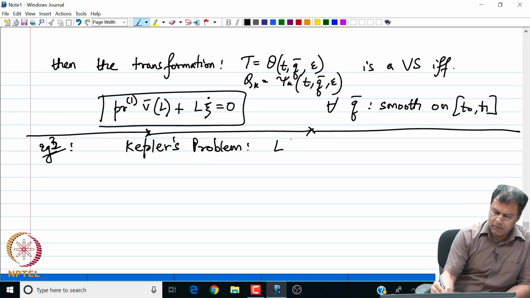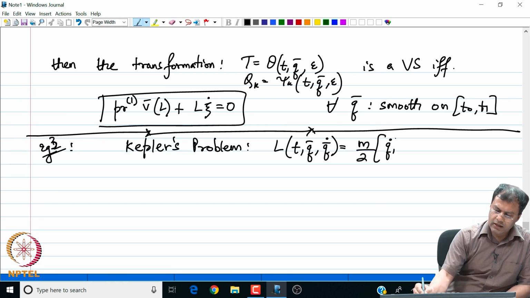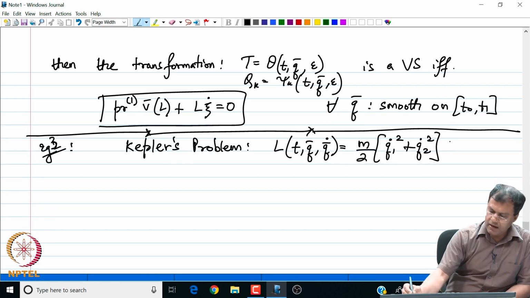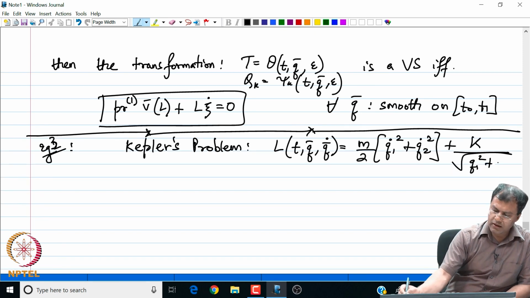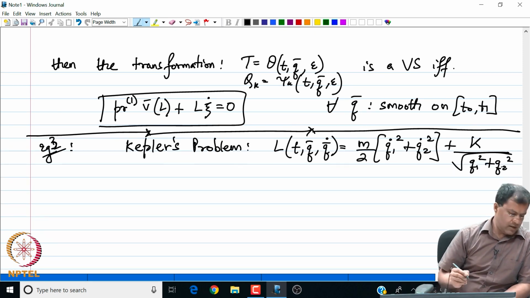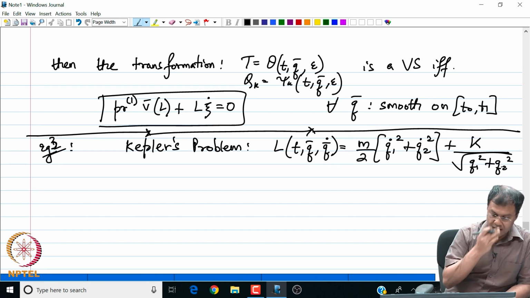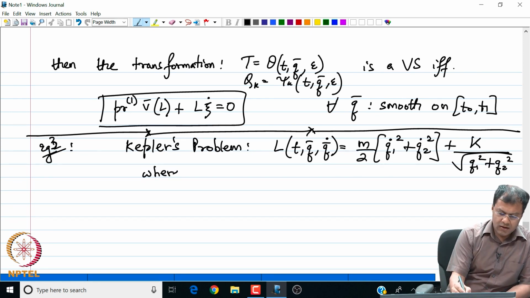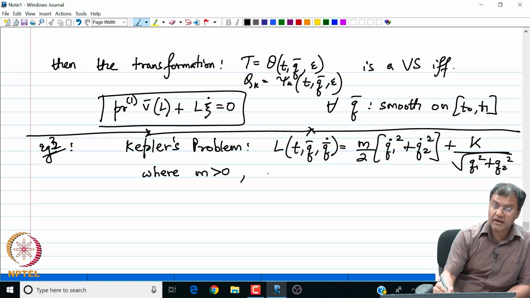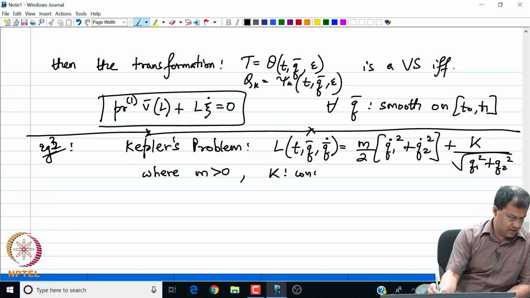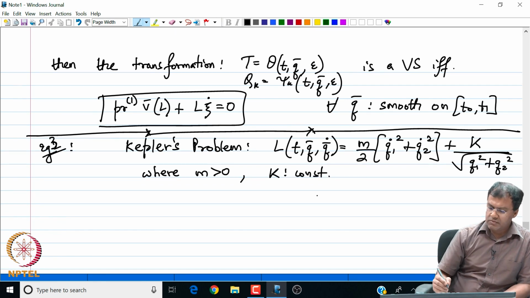For the Kepler's problem, my Lagrangian is as follows: L of t comma q bar dot is m by 2 times (q1 dot square plus q2 dot square) plus k by square root of (q1 square plus q2 square), where m is positive and k is a constant. So, this is my setup.